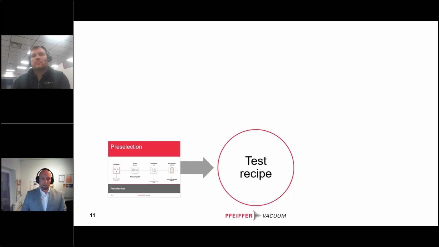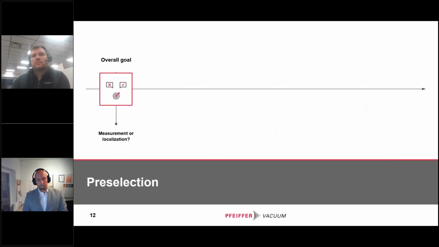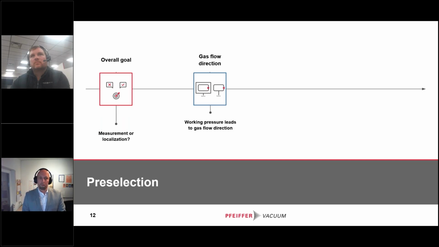And it all starts with a good pre-selection process. What do we mean with this? Is it important for you to find the leak location at your product or to determine the overall leak rate of your product? These are two different approaches you can have. The next step would be, is your product pressurized over atmospheric pressure? So has it an overpressure related to atmosphere, or is it under pressure related to atmosphere? This defines the gas flow direction. So is something entering your product or is something exiting your product, which you want to prevent?